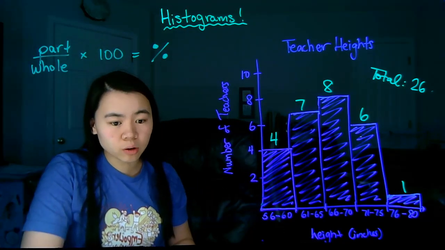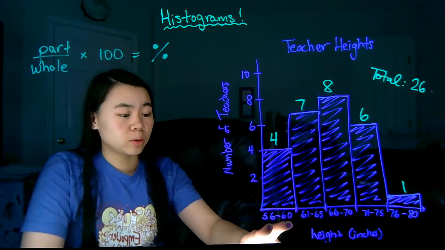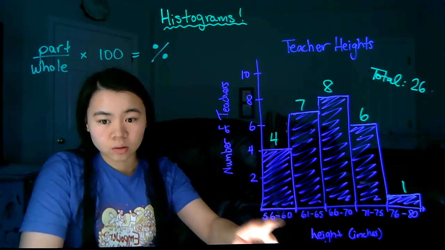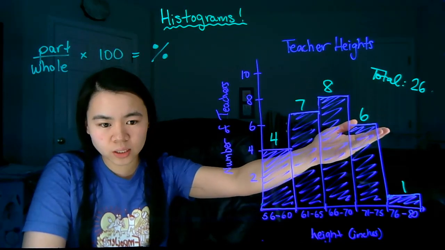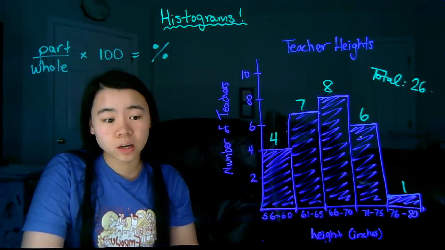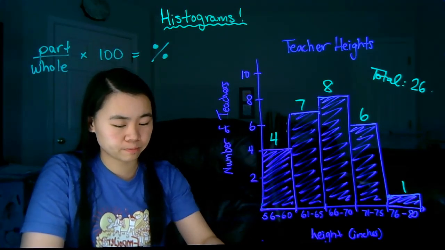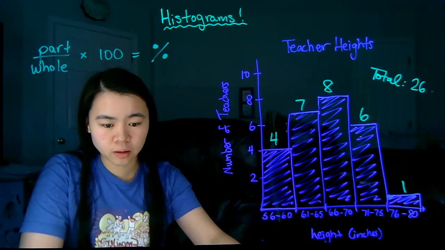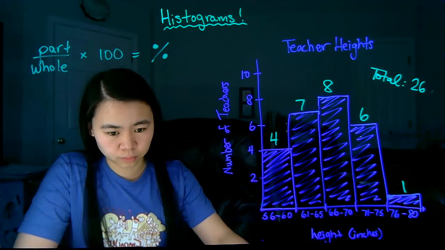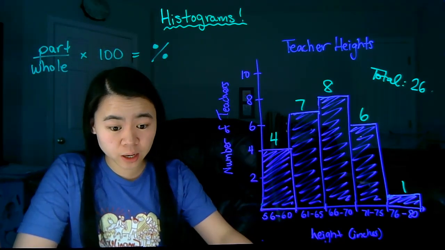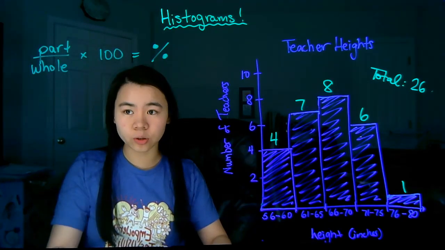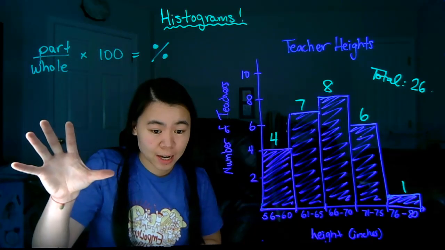So if I want to know the percent between 56 and 60, we're going to take our part, 4, divided by our whole. Our total is 26. 4 out of 26 times 100 to get our percentages. Let me get my calculator. I have my calculator here, but you are using the Desmos calculator, so pull that up from Clever if you need to. I'm going to write what you would type into the calculator.